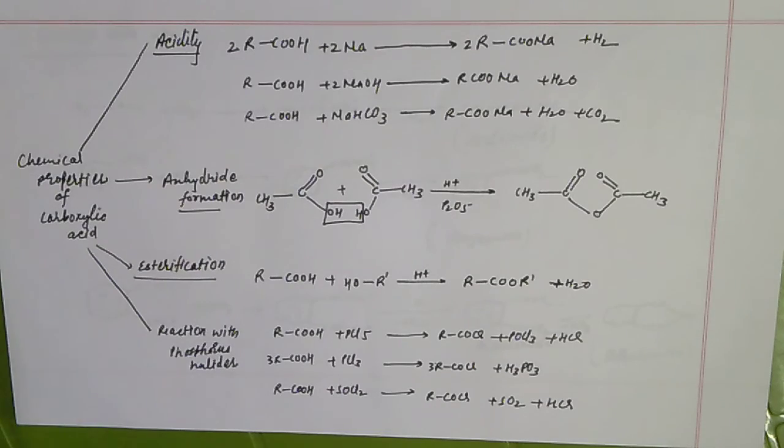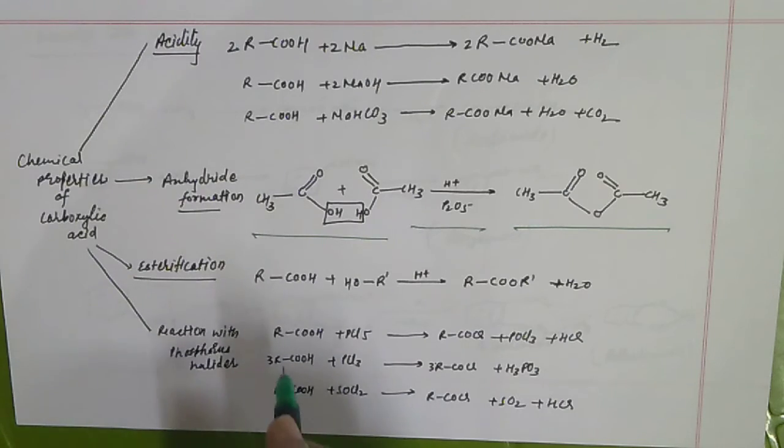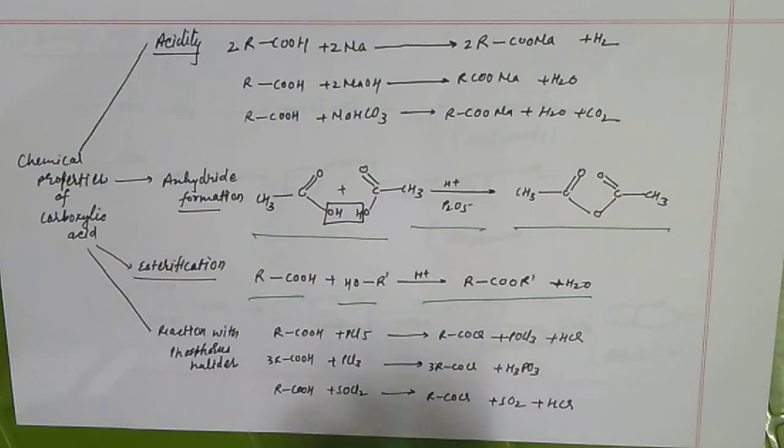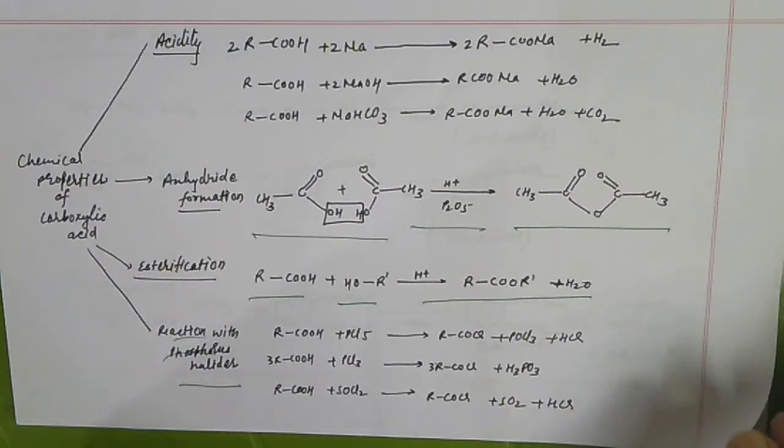Next one is formation of anhydride. When two molecules of the carboxylic acid are combined in the presence of phosphorus pentoxide catalyst, it will give the anhydride, acetic anhydride. Now the esterification reaction: an equimolar amount of carboxylic acid and ethyl alcohol in the presence of sulfuric acid will give the ester. Now the reaction with phosphorus halide: all types of phosphorus halide or thionyl chloride will readily give the acyl chloride.